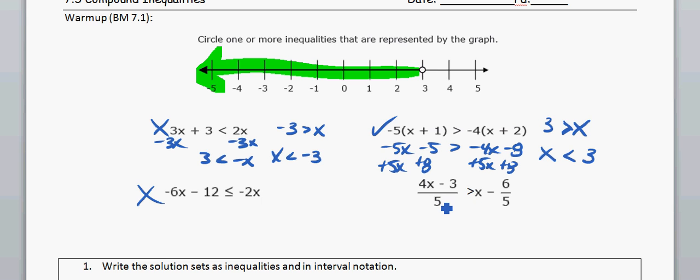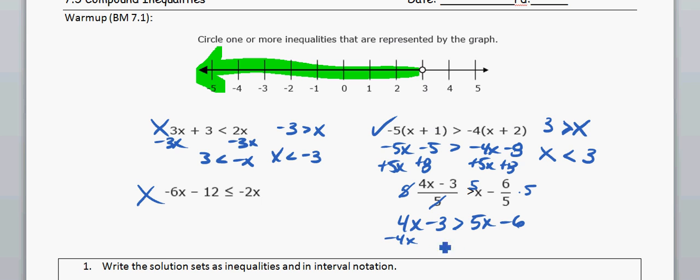And the next one, we've got a bunch of rational numbers here where we're dividing by 5. So we can multiply every term by 5, and whatever we do to one side, we want to make sure we do to the other, as our multiplication property of inequality. So with the 5s, this 5 will reduce with that 5, leaving us with 4x minus 3. The symbol stays the same, greater than 5x minus 6. And at this point, we can go ahead and solve.